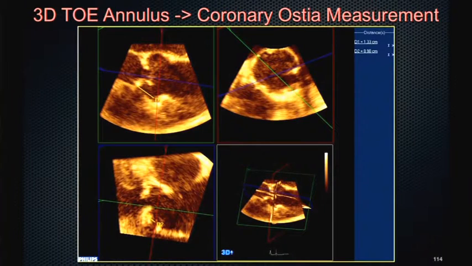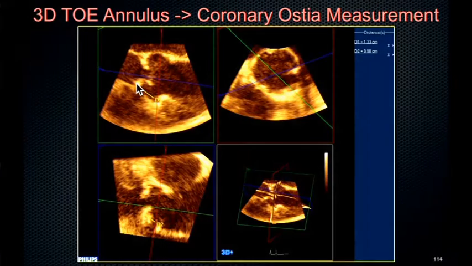And here's another example. Now in this particular image, what we've actually done is to measure the distance between the right coronary ostium and the aortic annulus. Now you can do this from 3D TE, but also you can do it very nicely from 2D, and 3D isn't essential for a measurement of the right coronary annulus.